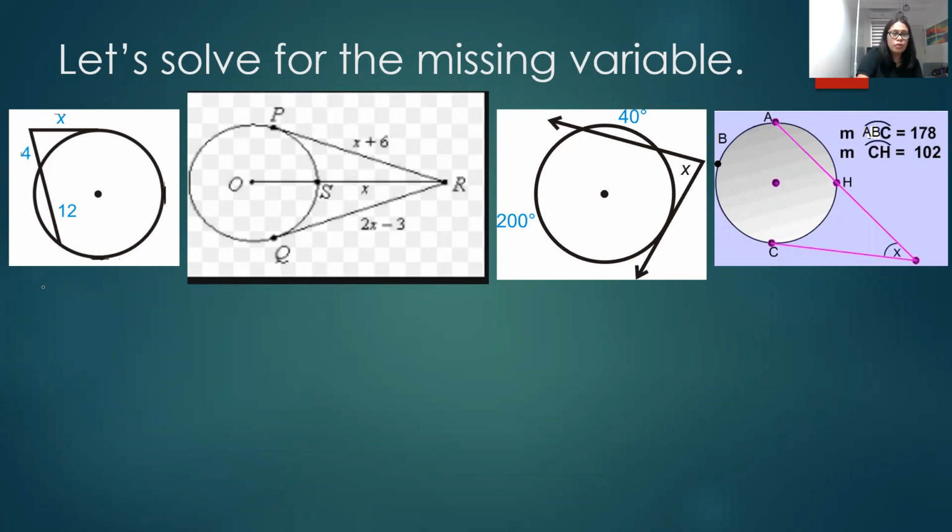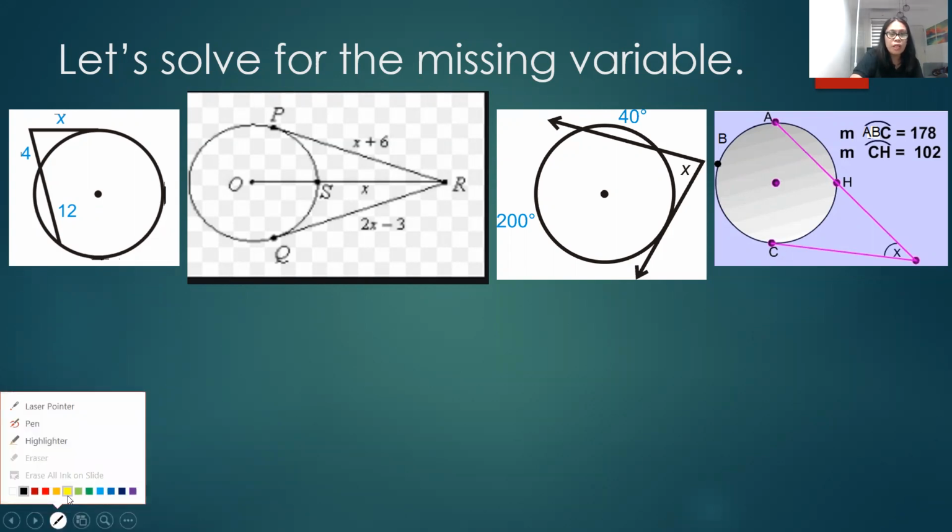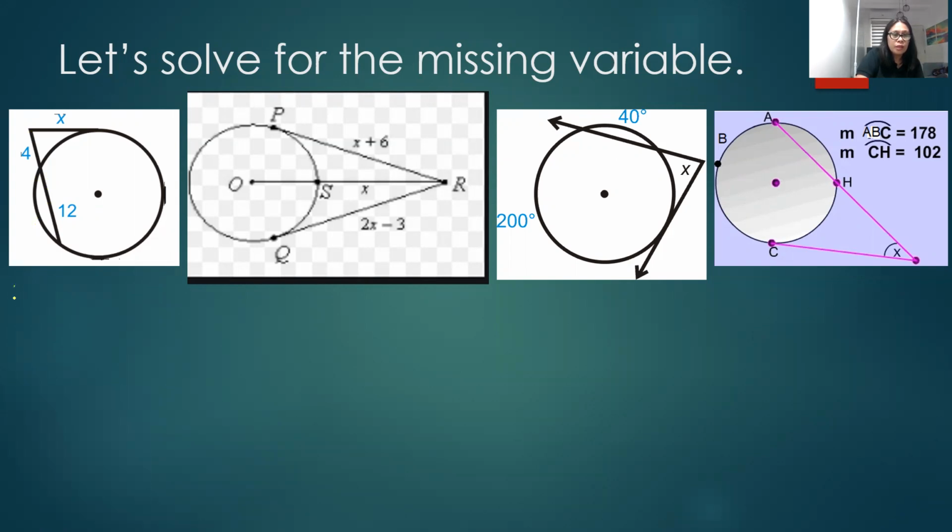By considering the tangent secant segment theorem, we know that the square of the tangent segment is equal to the product of the length of the secant, which is 16, times its external part 4. So we have x squared equals 64. Extracting the square root, we have x equals 8 units.